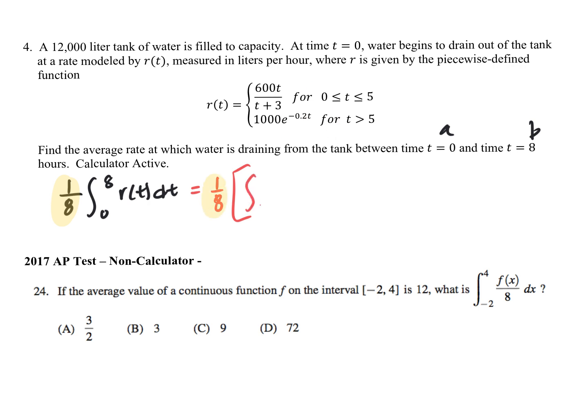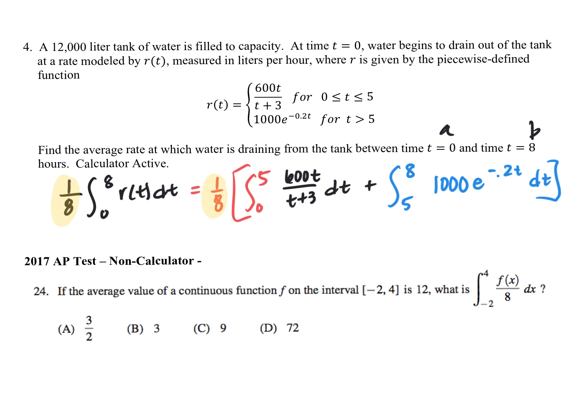Yes, from 0 to 5. Of what function? Exactly, Stevie. 0 to 5 of what function? 600t over t plus 3. Beautiful. Plus, what other average do we need to add up there? 5 to, I don't know, what's the highest it can go? 5 to 8. Exactly, since they bound it to 8. Of 1,000 e to the negative 0.2t dt.